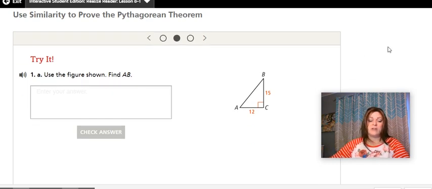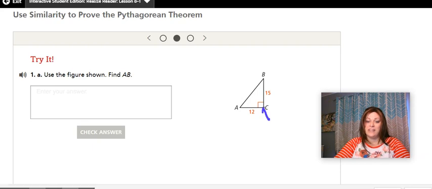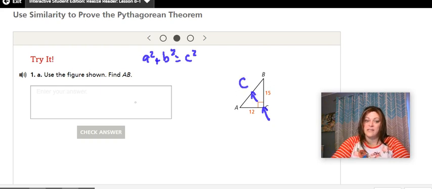All right, so let's try it. Still example 1, but try it. Use the figure shown to find AB. As we do this, keep in mind, it is a right triangle. Check that first, which it is. So a squared plus b squared has to equal c squared. And as a reminder, the side not touching the 90 is the hypotenuse. That is always c. So as I write this equation, I'm going to plug in 12 squared plus 15 squared and set it equal to c squared.